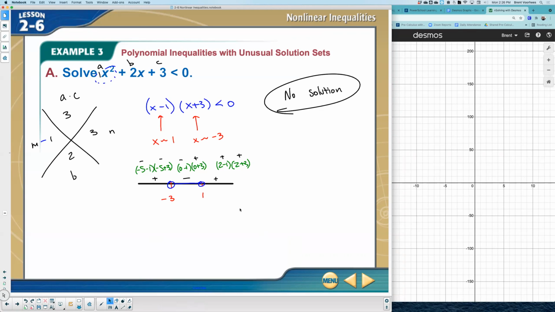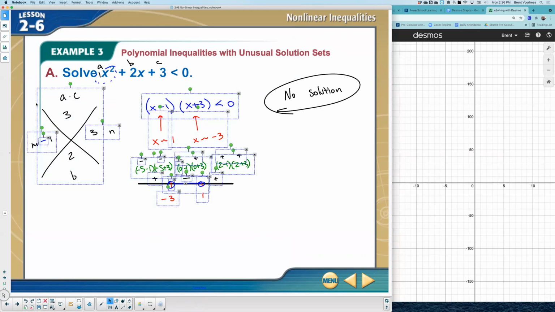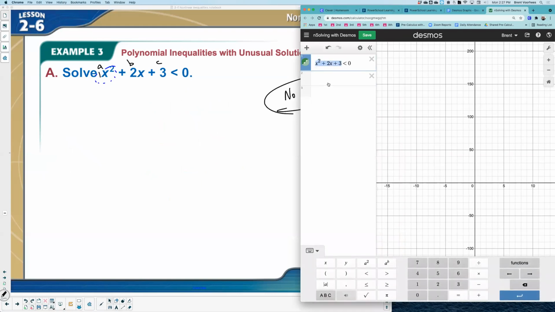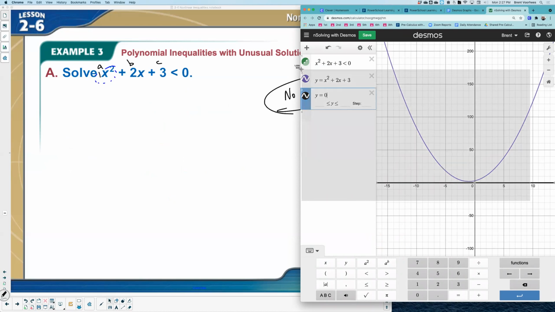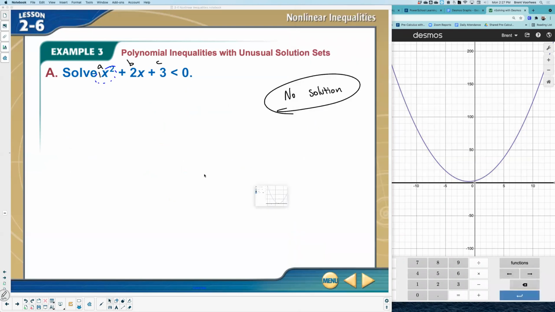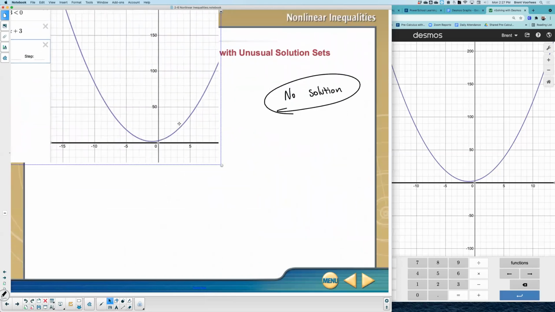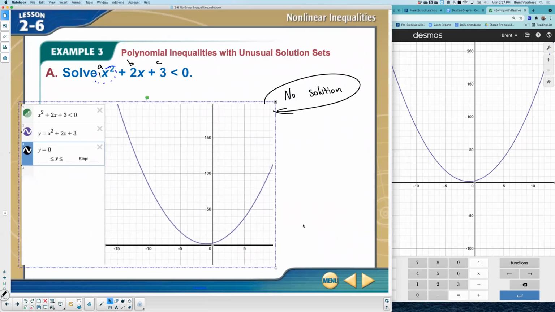So all this needs to be removed. And I will demonstrate graphically this graph right here, y equals this, is never below the line y equals 0. You can see that graphically this never occurs, they never get below. So this time we have no shading because there is no solution. All right, sorry about that. We're going too fast. So there's no solution this time.